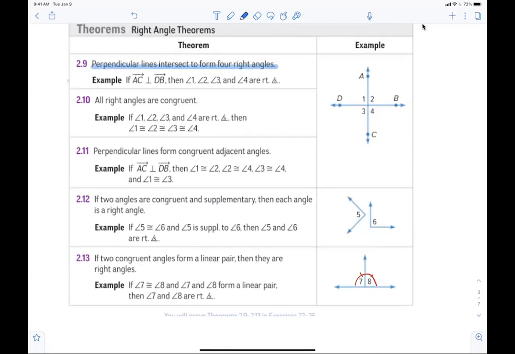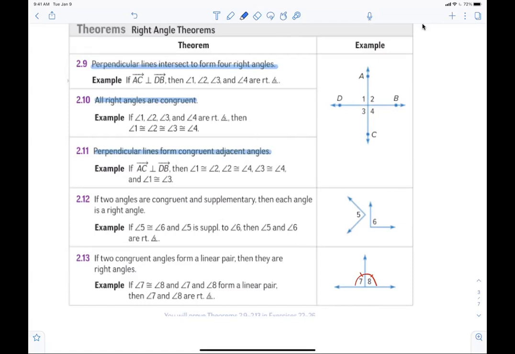Now, this sounds kind of silly, and we're going to prove this, maybe. All right angles are what? Congruent, because a right angle measures how many degrees? And all 90 degrees are equal, right? And all right angles, or all 90 degrees are right angles. I thought that was kind of obvious. Now here, 2.11, perpendicular lines form congruent adjacent angles. Why are they congruent? Because they're right angles. Why are you telling me this? That's obviously true. Is everybody good with this?